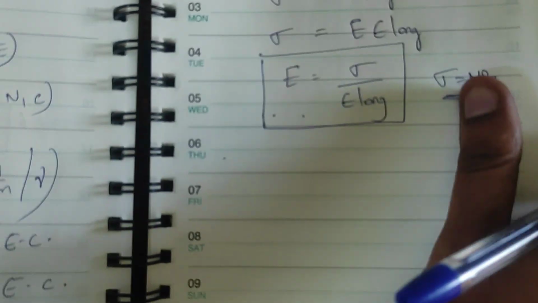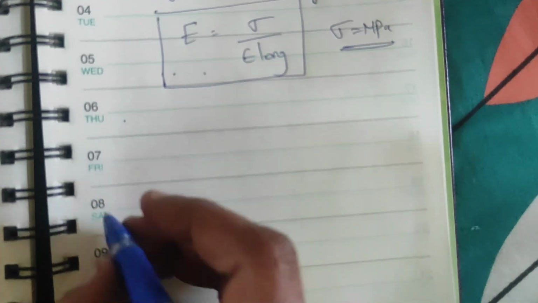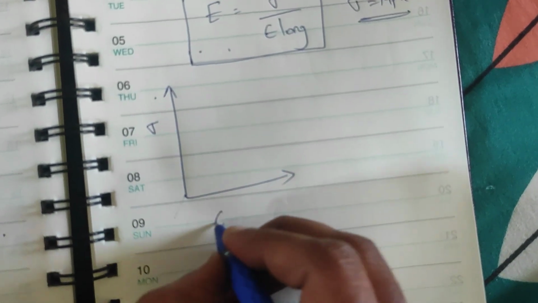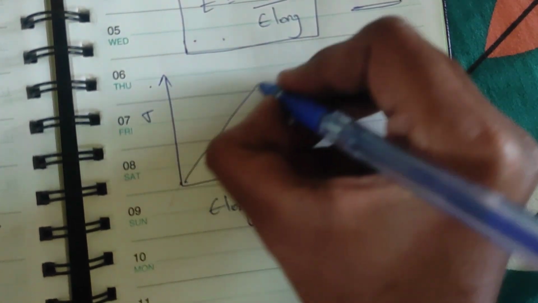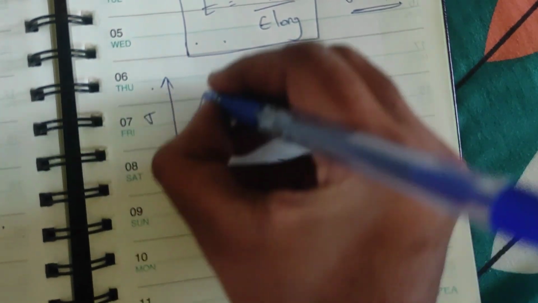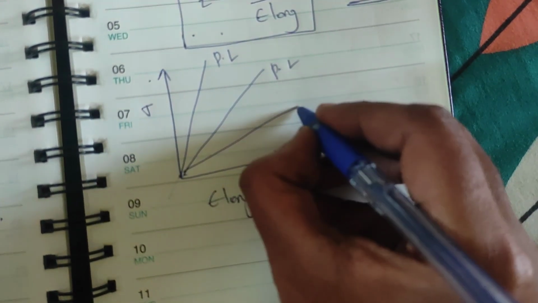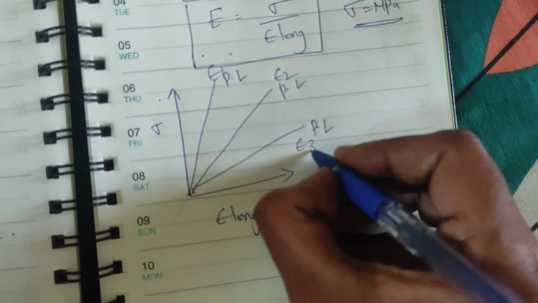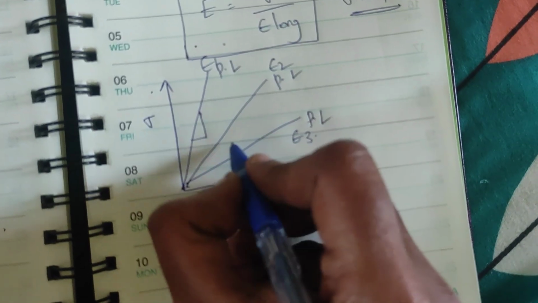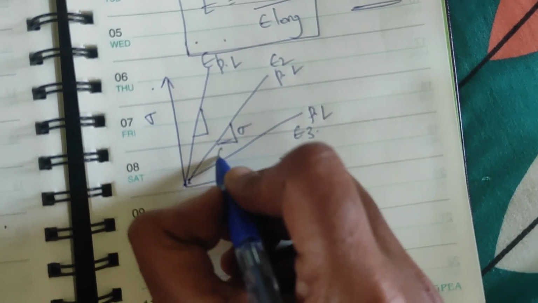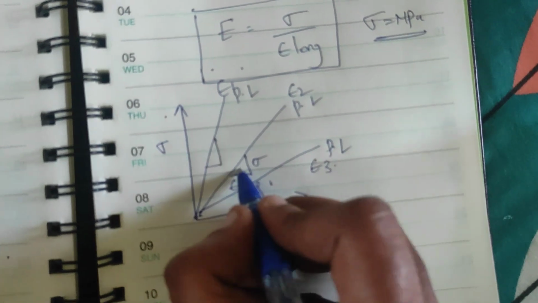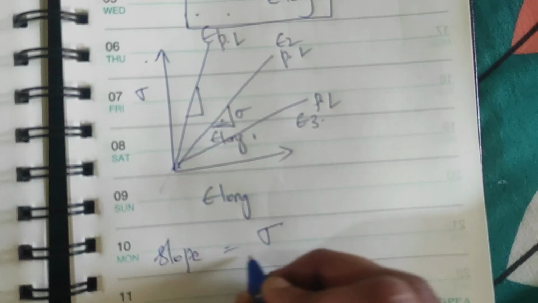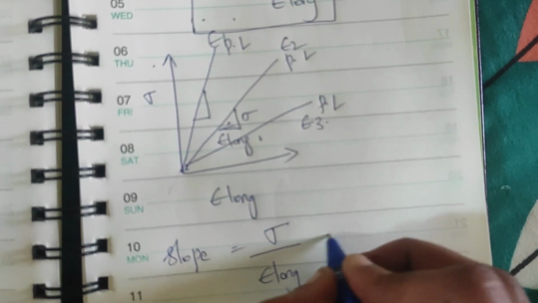One thing we have to remember: this is the graph, stress versus strain, and this is the proportionality limit. This one is one proportionality limit, and this one is another. This is E1, this is E2, and this is E3. Here, this is sigma and E longitudinal. From the graph, we can tell that slope is equal to sigma by E longitudinal. That is Young's modulus, no?